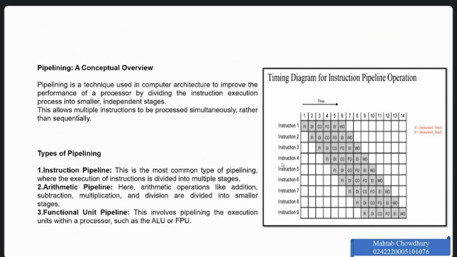Types of pipelining. Instruction pipelining: this is the most common type of pipelining, where the execution of an instruction is divided into multiple stages. Arithmetic pipelining: here, arithmetic operations like addition, subtraction, multiplication, and division are divided into smaller stages. Functional unit pipelining: this involves pipelining the execution unit within a processor, such as the ALU and FPU.